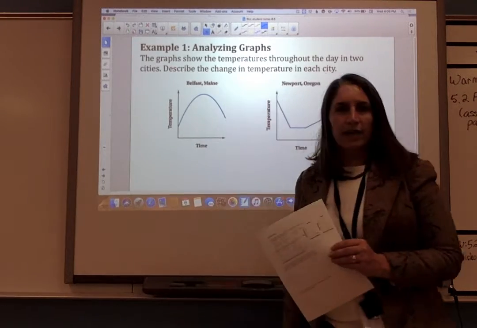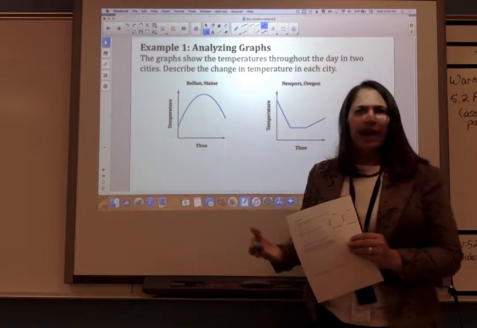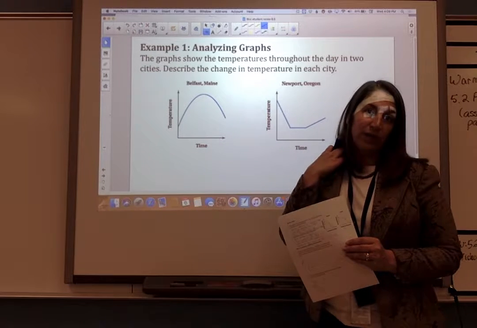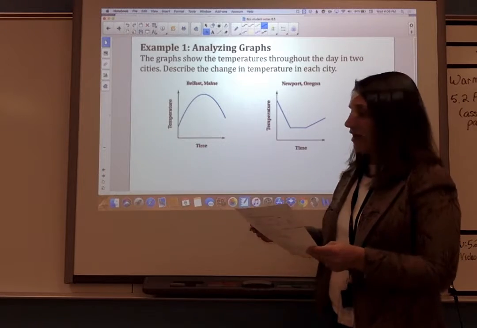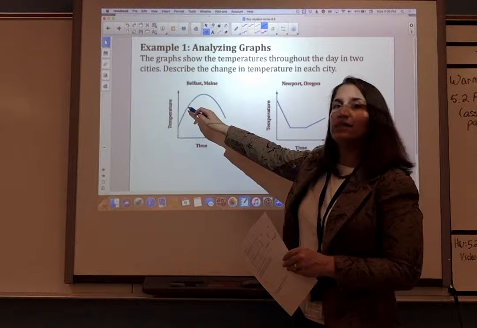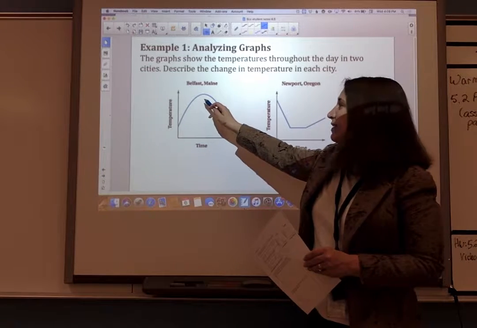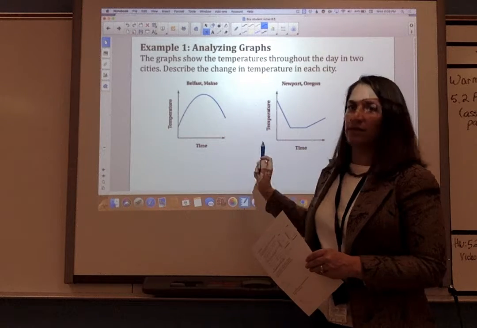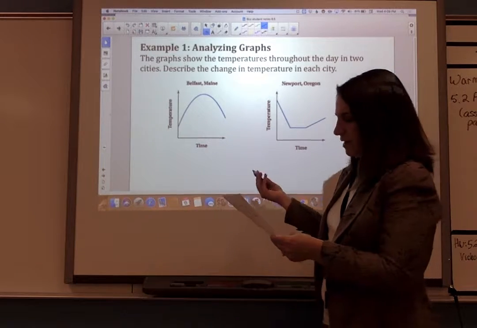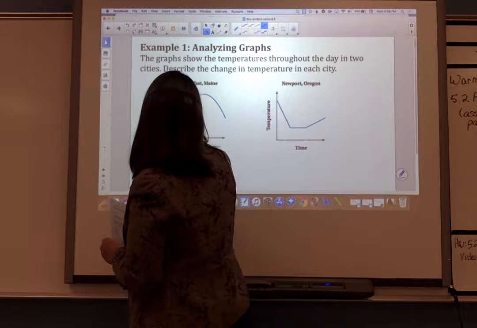Let's look at some other examples of some functions. This shows the temperature throughout the day in two different cities, and we're going to describe the change. So here we have first this town in Maine. We can see that the temperature is increasing over time, and then it kind of slows down, and then it starts decreasing, which is typical of what we see. So let's say temp increases and then decreases.